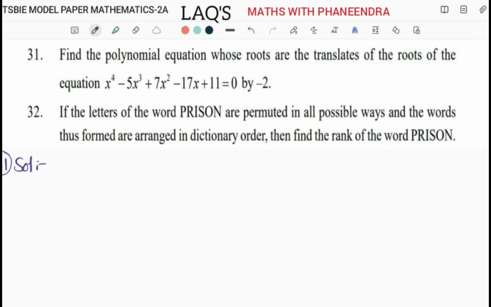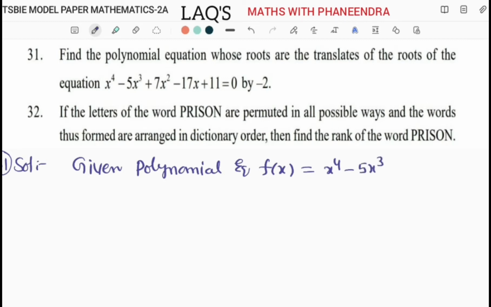So first what we have to write, the given equation is represented as f of x, the given polynomial equation. First thing, the given polynomial equation, f of x is equal to x power 4 minus 5x cube plus 7x square minus 17x plus 11 equal to 0. Put that as equation number 1.